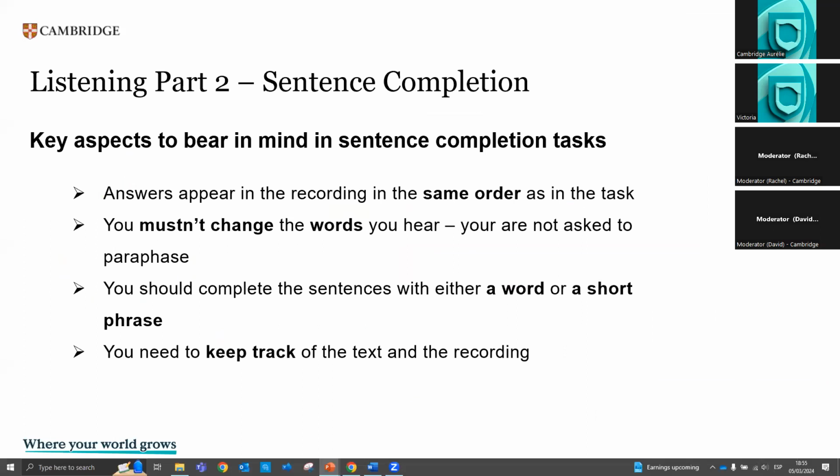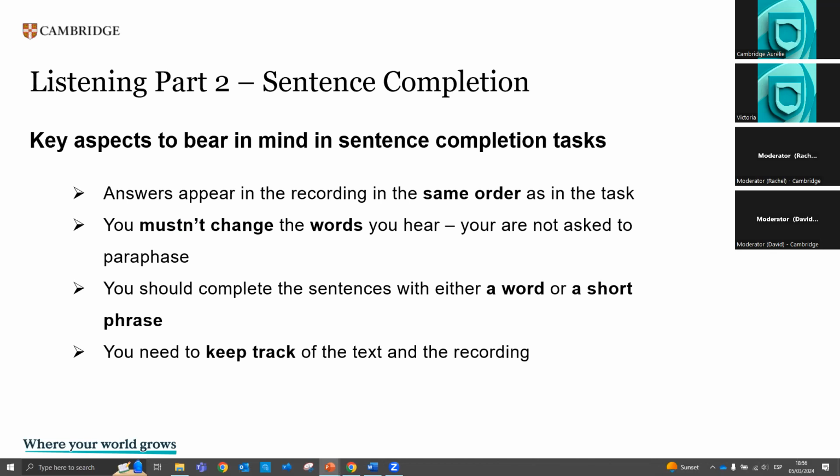In the sentence completion tasks, answers appear in the recording in the same order as in the task. So you can keep an idea of what is coming. Remember that in this specific case, you mustn't change the words that you hear. So no paraphrasing here on your side, just write what you hear. And you're not expected to use more than a word or a short phrase. So nothing very long.